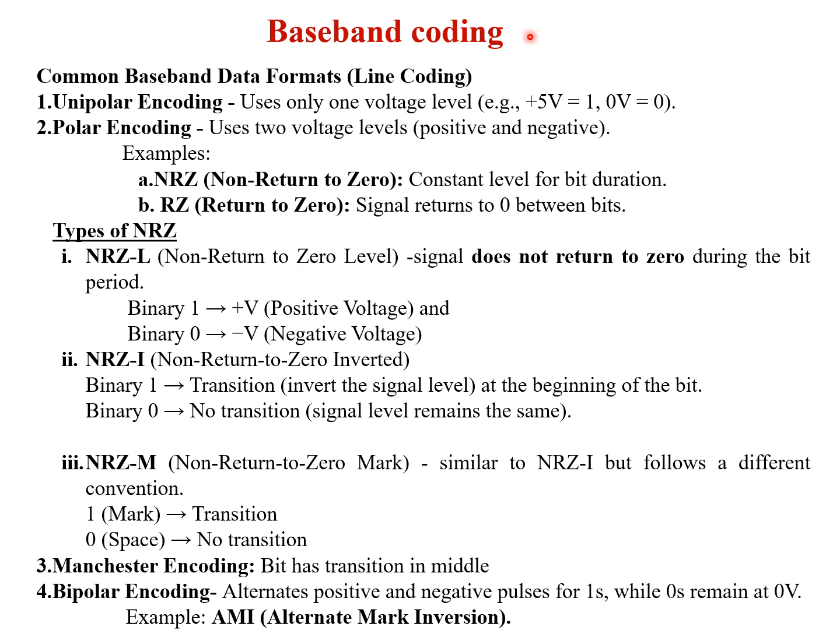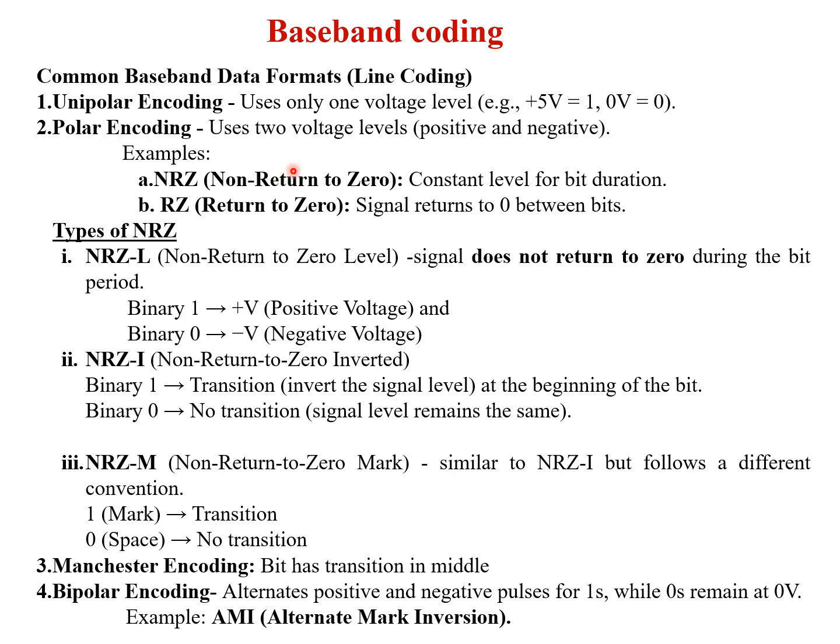Baseband coding. The commonly used baseband coding or line coding techniques are unipolar encoding, polar encoding, Manchester encoding, and bipolar encoding. First, unipolar encoding. As the name suggests, it has only one kind of pulse, so it uses only one voltage level. Here binary 1 is represented by a pulse of some amplitude A, for example 5 volts. Binary 0 is represented by 0 volts, which means there is no pulse, the absence of a pulse.